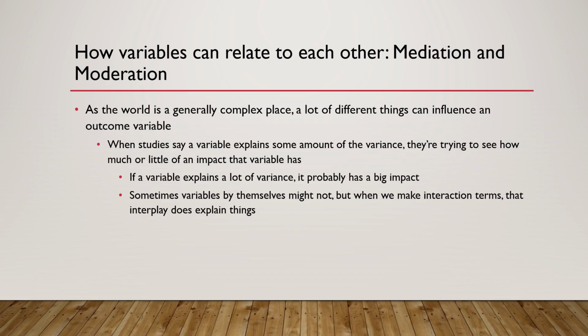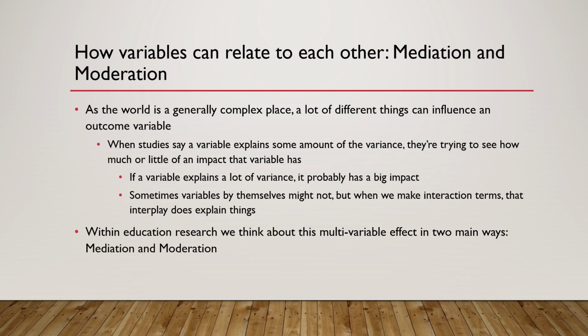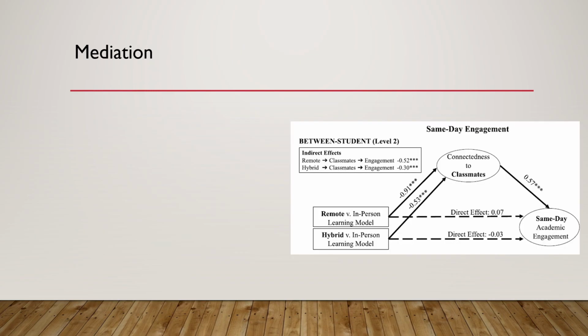And sometimes variables by themselves might not, but when we make those interaction terms, the interplay does a lot of explaining. So within education research, we can look for those interaction terms because they can help us find if variables are doing a mediation or moderation behavior. There is a distinction between those two, which I will talk about in a moment. So let's start off with mediation. Particularly for the second article, this was what they were looking at.